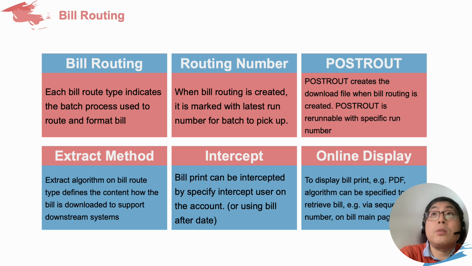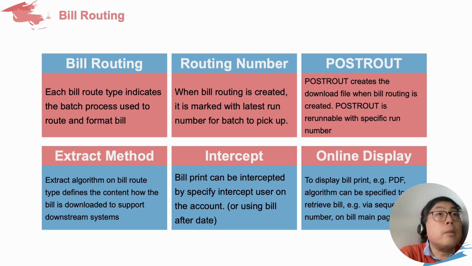Okay, so when this batch is running, the bill routing is created, and the bill route is rerunnable with a specific run number. So if we want to reprint an existing bill, you need to change the run number to the next post route number. Otherwise, it won't be able to pick it up. Or you can rerun the post route with a specific run number. In that way, you can reprint all the bills with the routing number.